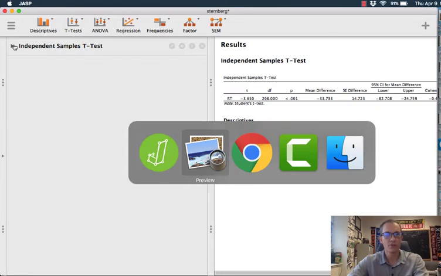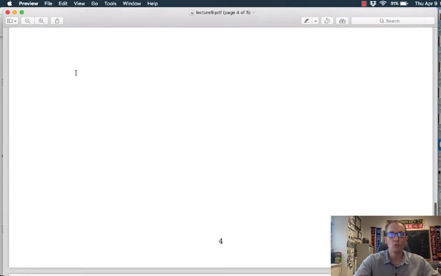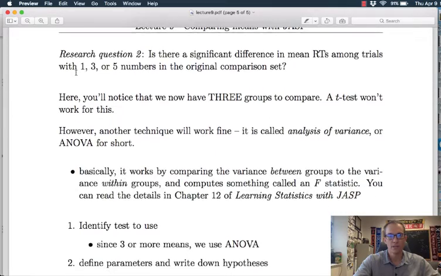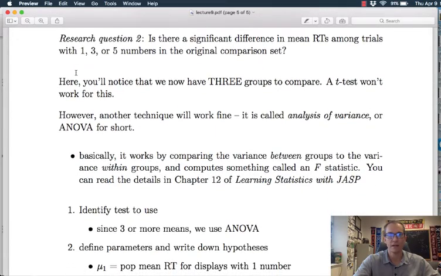I'm going to go back to my lecture notes here, and let's now do one more example. And this is where we're going to introduce the analysis of variance. So the second research question is this: is there a significant difference in mean response times among trials with 1, 3, or 5 numbers in the original comparison set? So now you'll notice that we have 3 groups to compare. We want to compare the means for 1 number, 3 numbers, and 5 numbers.